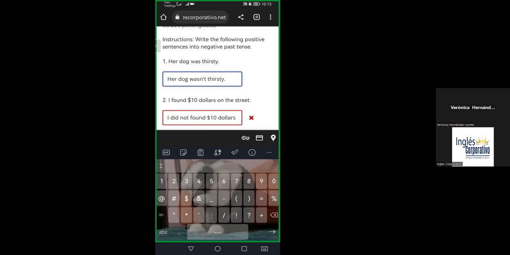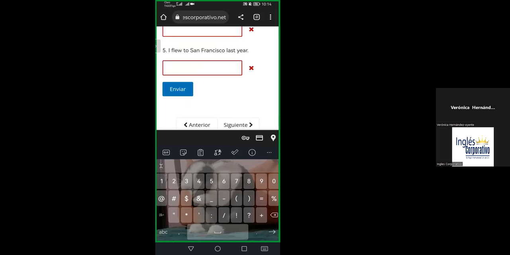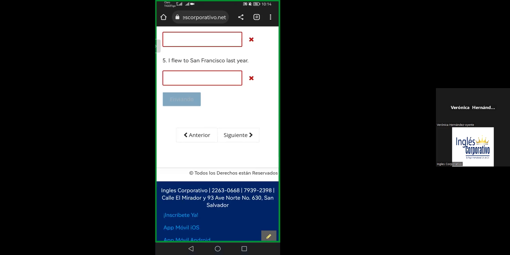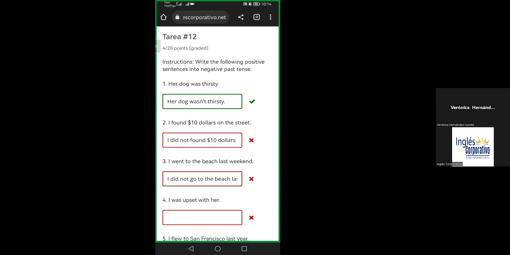Cuando yo uso el verbo to be, no puedo utilizar el didn't como forma negativa, ¿verdad? No, el did es un verbo auxiliar. Recuerde que cuando ustedes lo vieron en presente simple, utilizamos un verbo auxiliar para formar las oraciones negativas y las preguntas. Y con el verbo to be no lo utilizo.